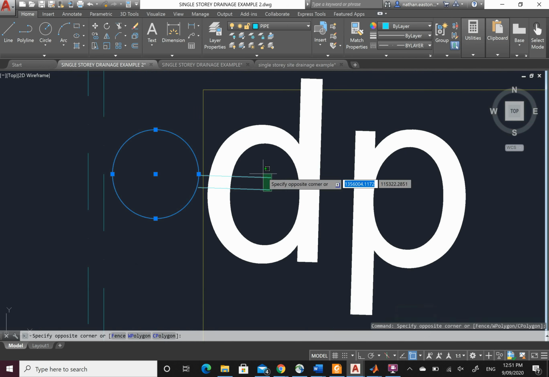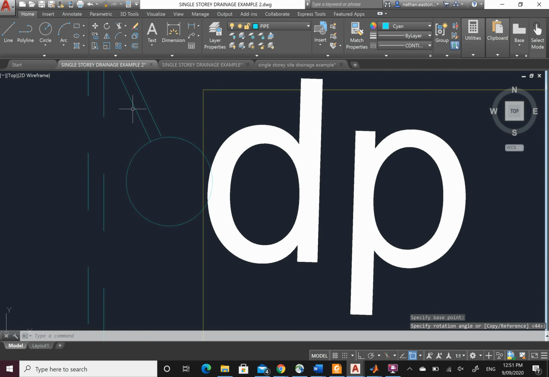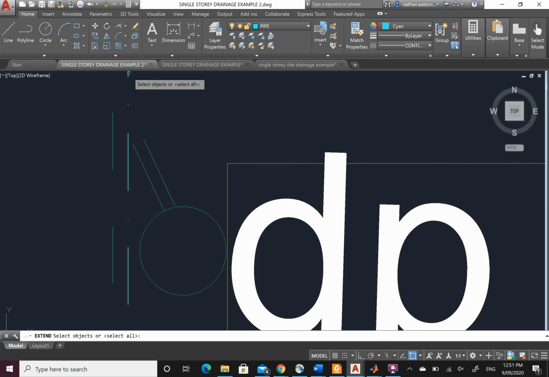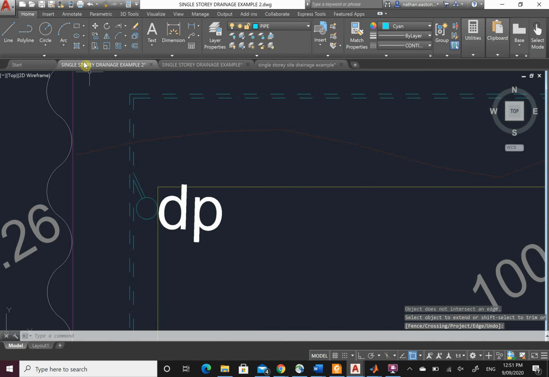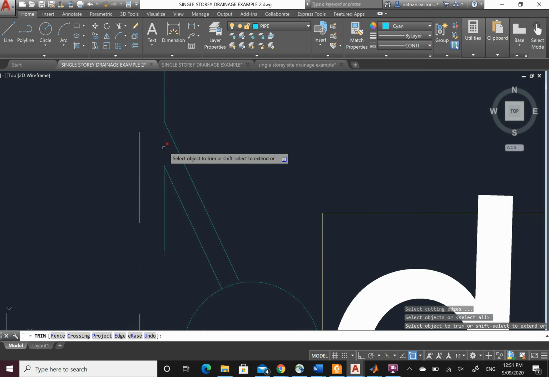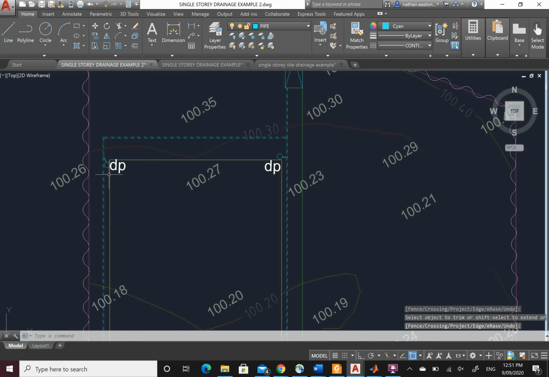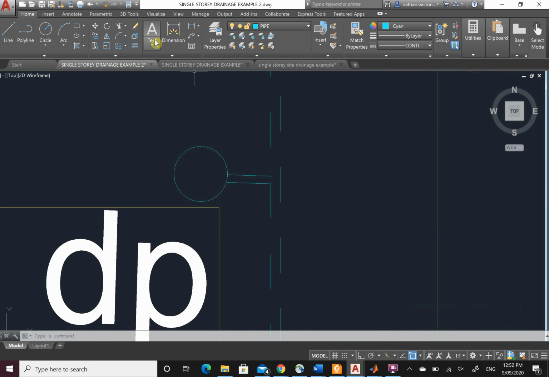Well, let's keep going. Rotate this one around. Move it across a little bit. Extend to this line. And trim to here. So you keep going, you do them all. So same thing here.